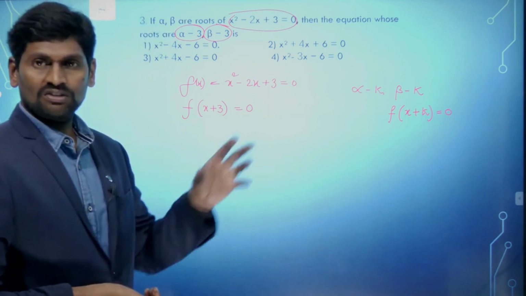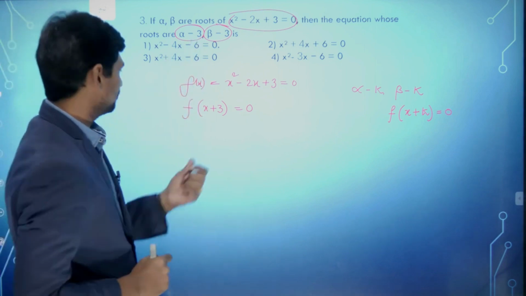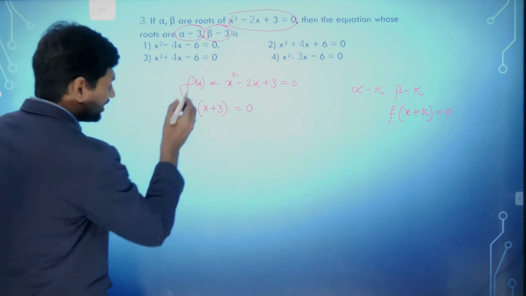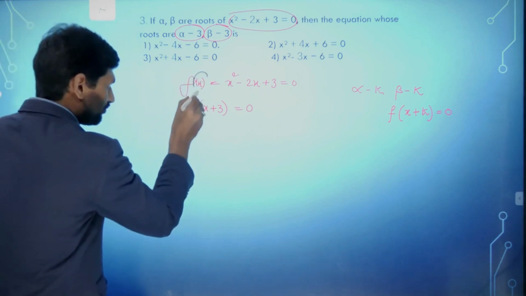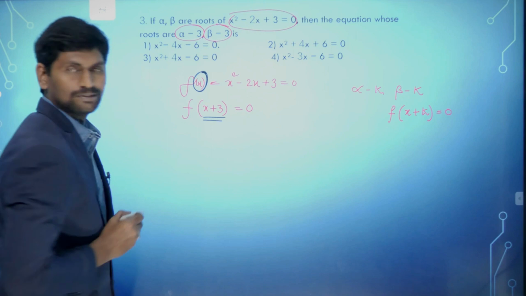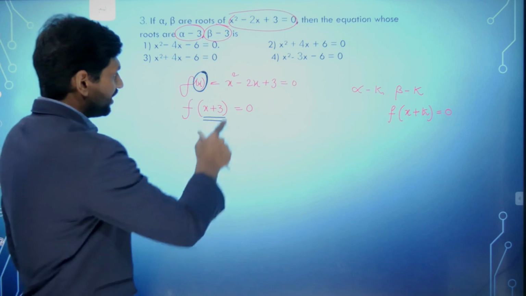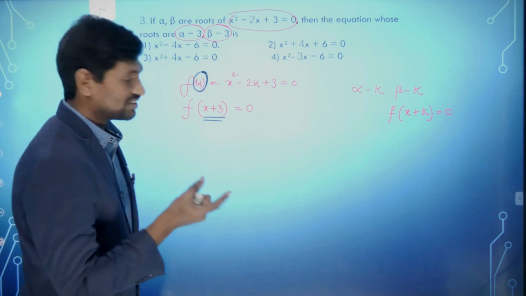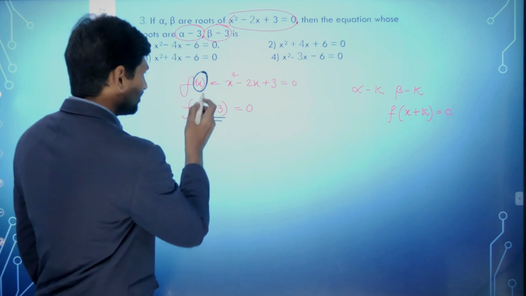From the conditions we learned, here k value is nothing but 3. x plus 3. But we have to find the quadratic equation now. That means, see here, in the place of x, what is being here? x plus 3. In the place of x, we can have x plus 3. That means, whenever you see the quadratic equation with the variable x, we have to substitute x plus 3.